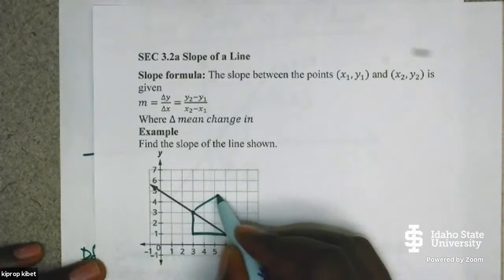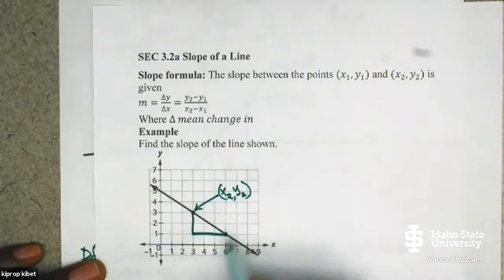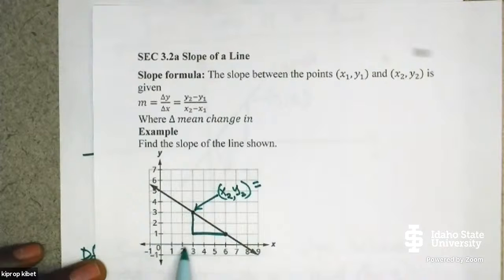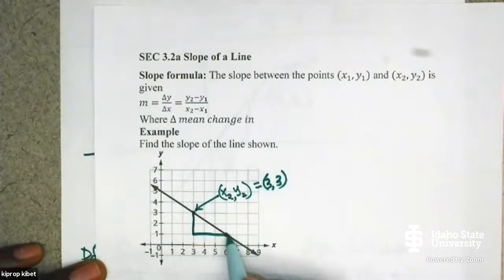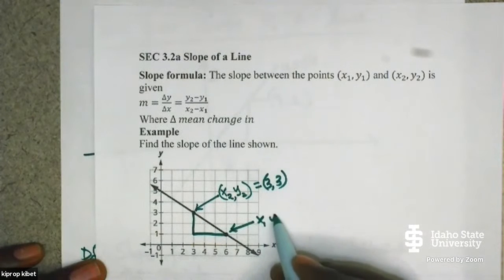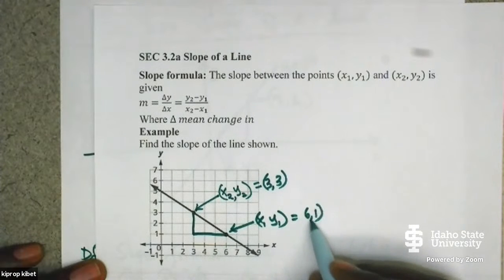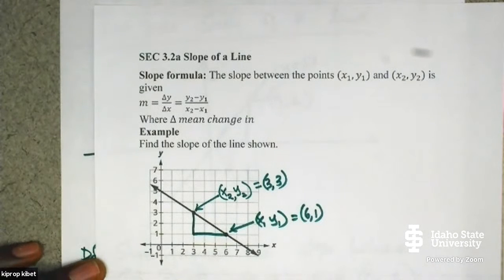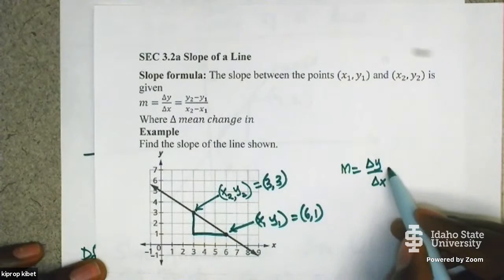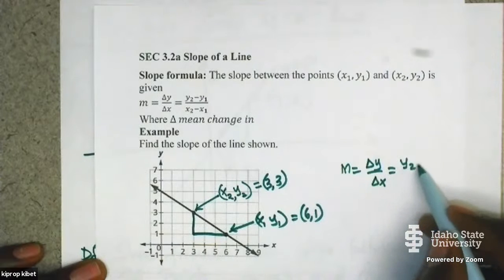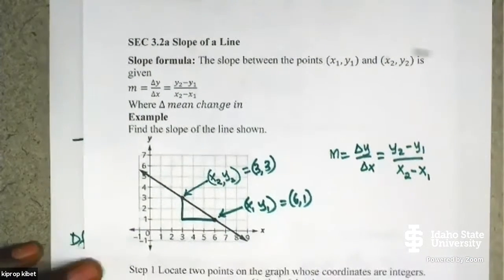So we can use this one as x2, y2. What is this point? 3, 3. And then we take this point as x1, y1. And what is this point? 6, 1. So our gradient, which is m, equals change in y all over change in x, which is y2 minus y1 all over x2 minus x1.